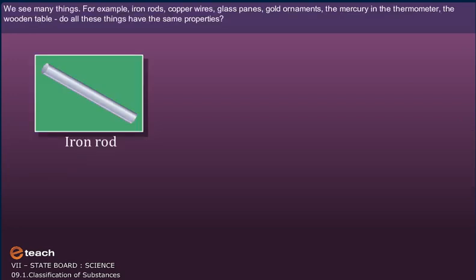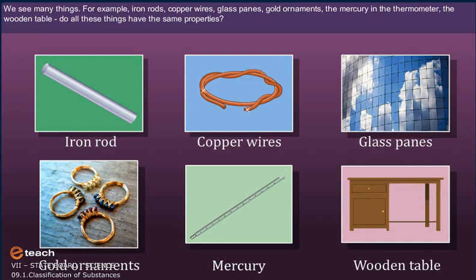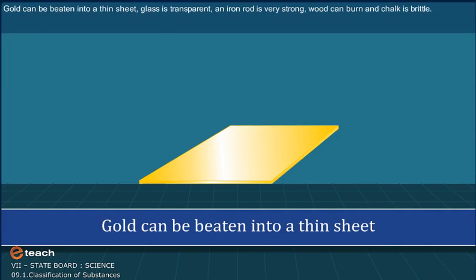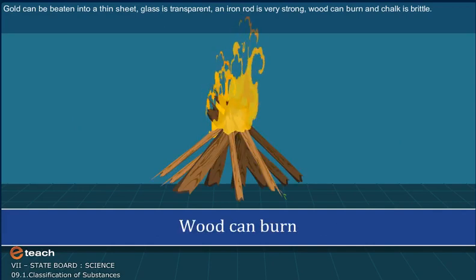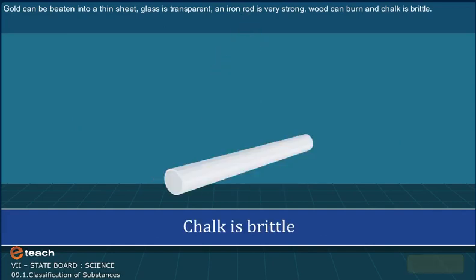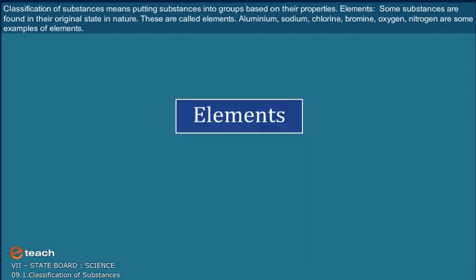We see many things. For example, iron rods, copper wires, glass panes, gold ornaments, the mercury in the thermometer, the wooden table. Do all these things have the same properties? Gold can be beaten into thin sheets. Glass is transparent. An iron rod is very strong. Wood can be burned, and chalk is brittle. Classification of substances means putting substances into groups based on their properties.